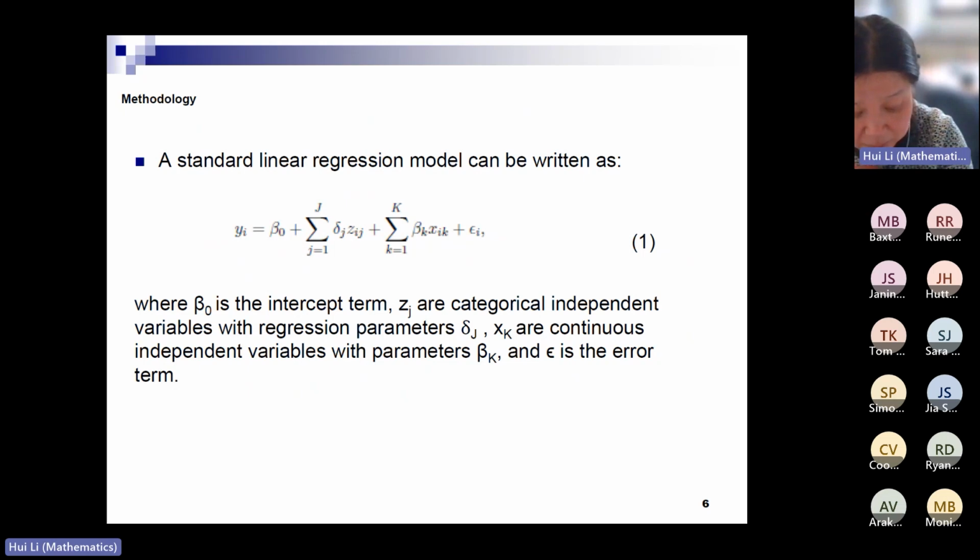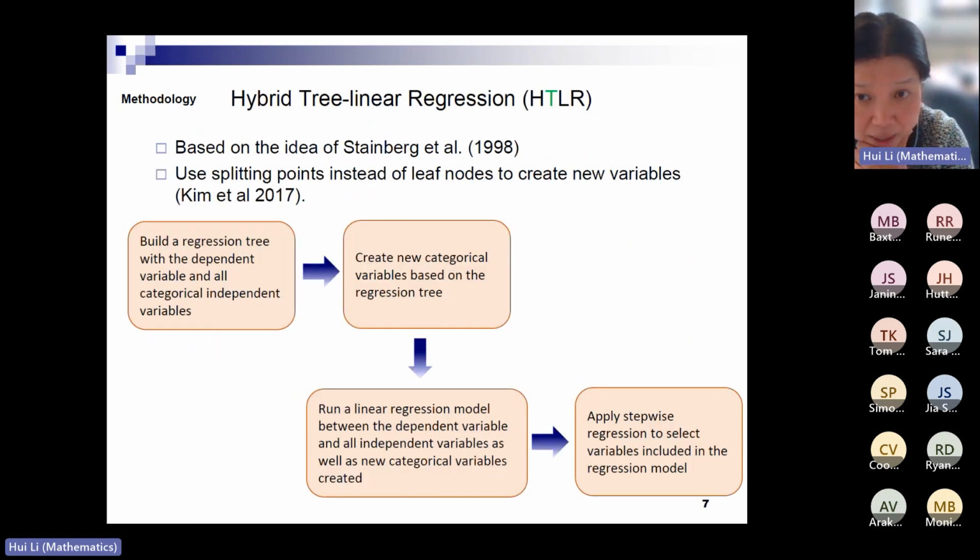So now applying a similar idea to the hybrid model, certainly the idea was first proposed by Steinberg in 1998, but we applied the idea that Kim and their group used in 2017. They use splitting points instead of leaf nodes to create new variables. So using their way, we can build our hybrid tree linear regression model in our analysis.